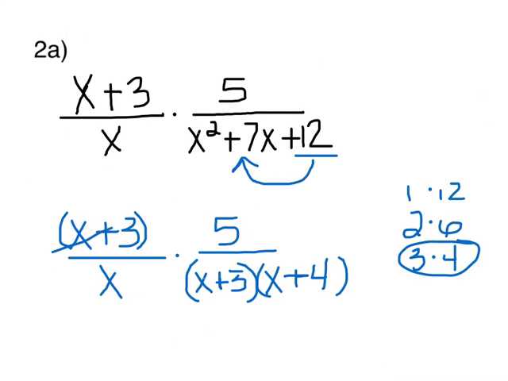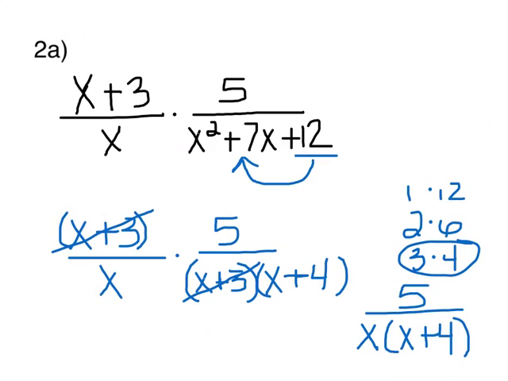So our x plus 3 in our numerator will reduce with our x plus 3 in our denominator. Our final answer will be everything that's left over, multiplied together. So we have a 5 on the top in our numerator. We have an x in our denominator, we also have an x plus 4. This is our answer, 5 divided by x times x plus 4.